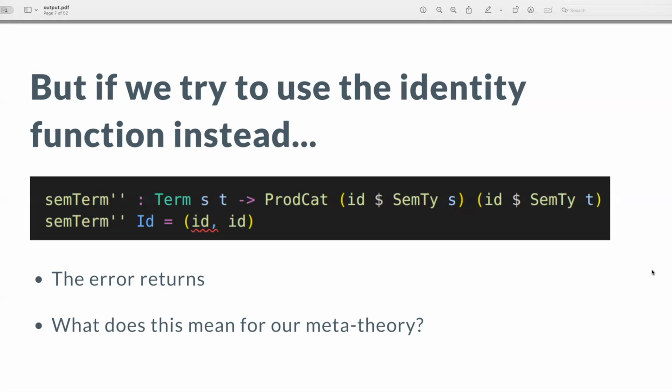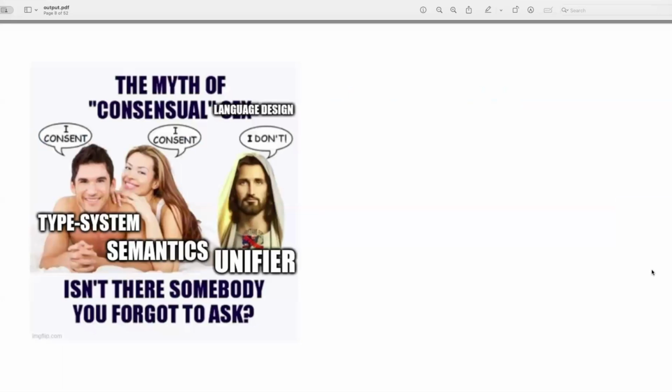The point isn't what I think it means, but what the type system thinks is equal, and what the semantics thinks is equal. There is an equational theory that will say it's equal, but the unifier doesn't agree. The unifier accepts the cursed identity function, but it doesn't accept the identity function.